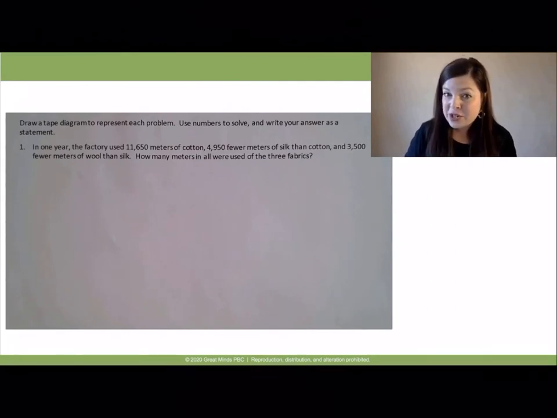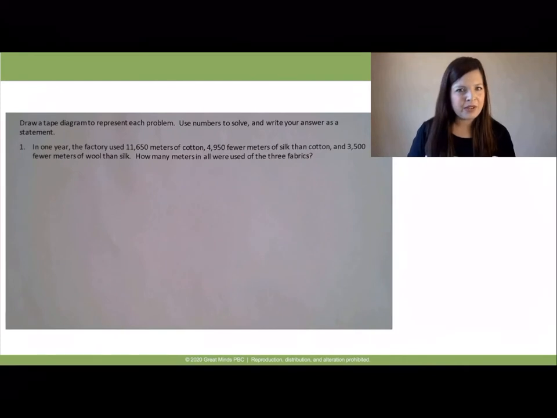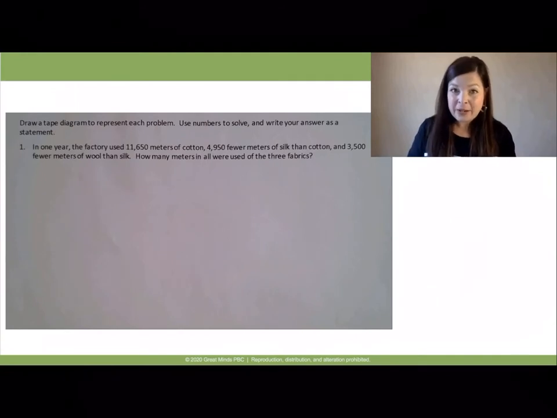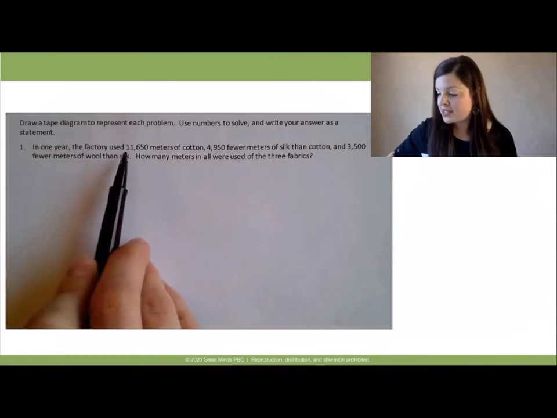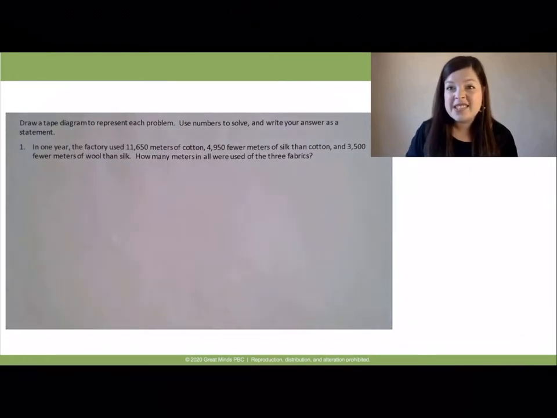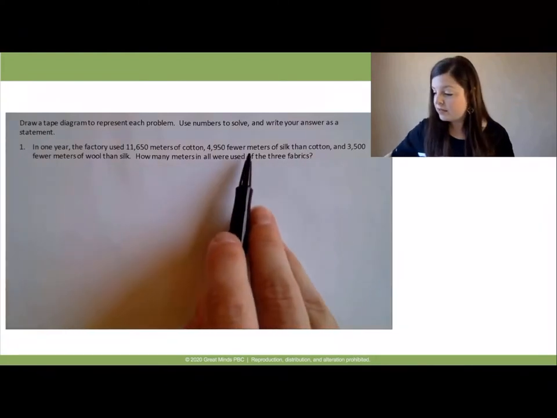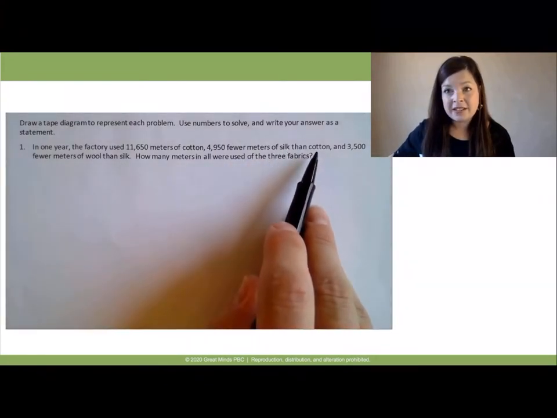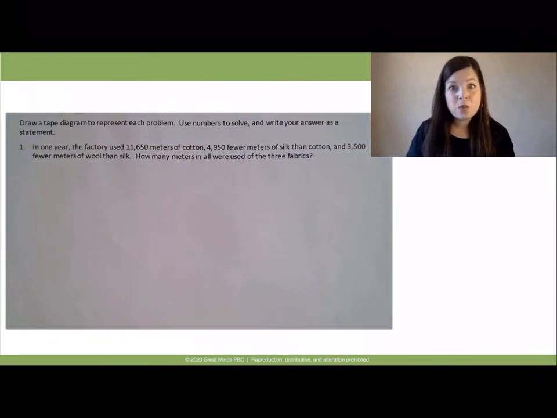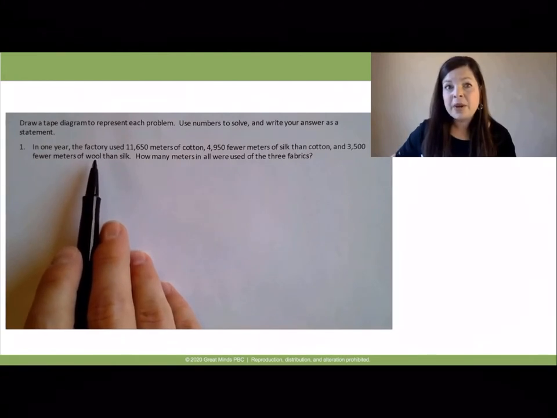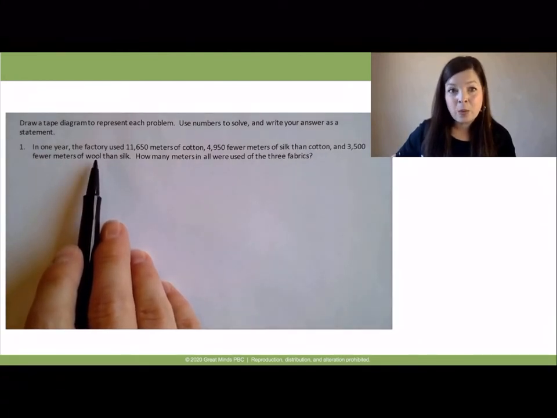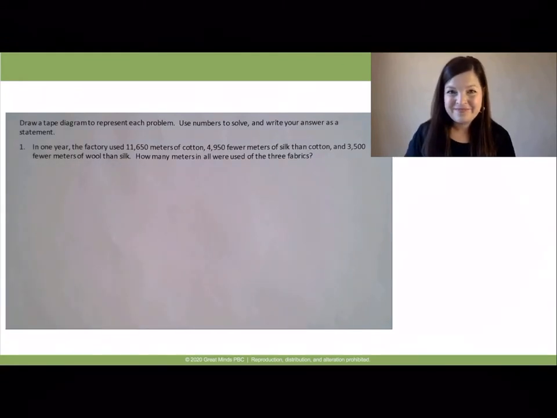Now, before I send you off to draw your tape diagram, let's take a moment to think about what's happening in the story. What do we know, and what are we looking for? Pause the video to talk out your thinking. You may have said one thing that we know is how many meters of cotton were used. They told us that. Now, they also used silk, but we don't know how much silk was used, but we do have a comparison of the silk to the cotton. Then there's the wool. They also used wool fabric. We don't know how much wool was used, but again, we have a comparison for the wool, but this time they're comparing the wool to the silk. And what we're looking for is how many meters of the 3 fabrics were used in all.